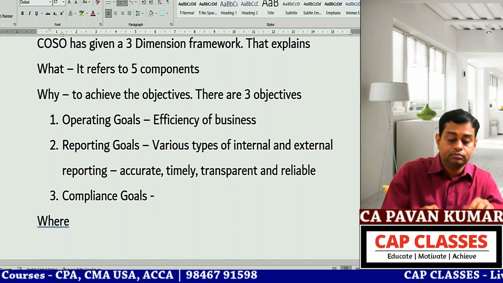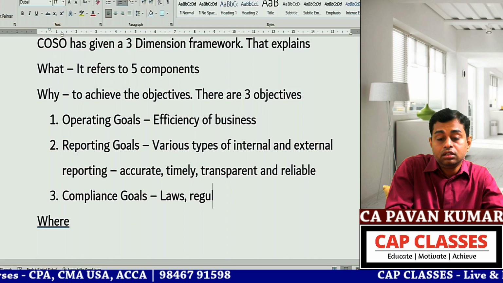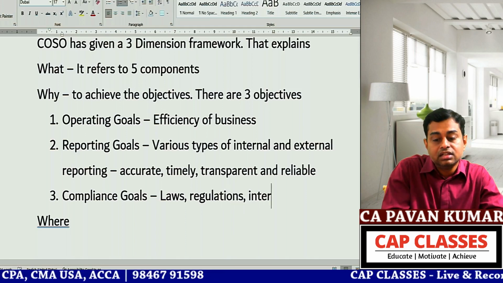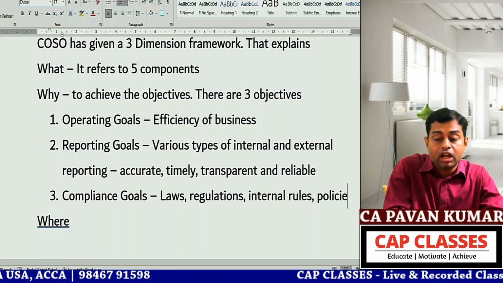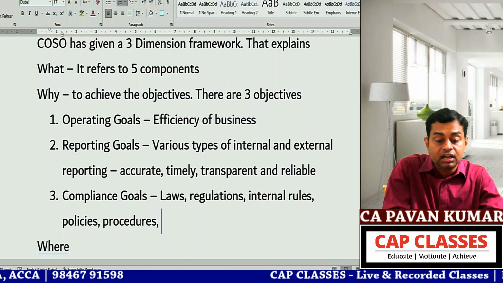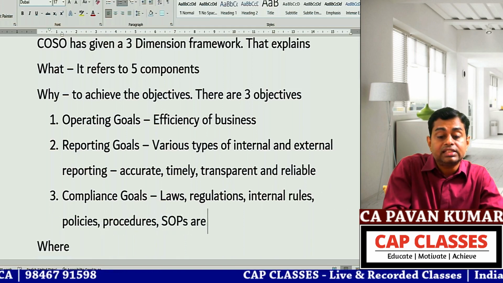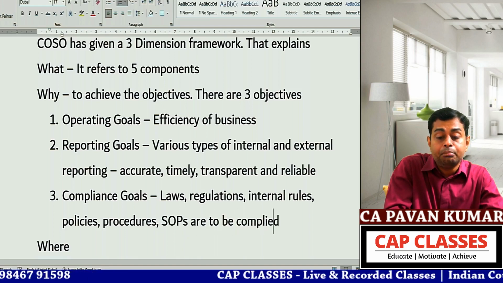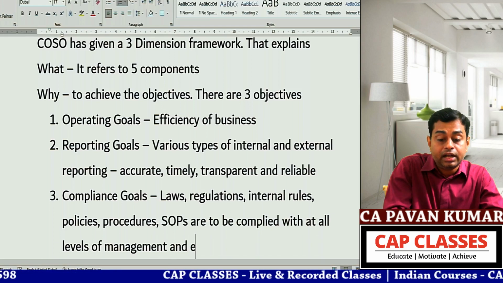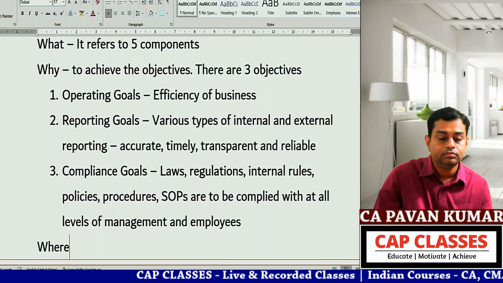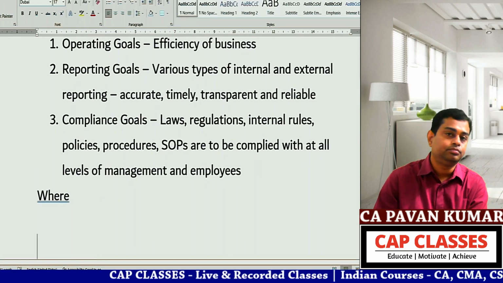Compliance goal: laws, regulations, internal rules, policies, procedures, SOPs are to be complied with at all levels of management and employees. This is the compliance goal. You should comply with law.